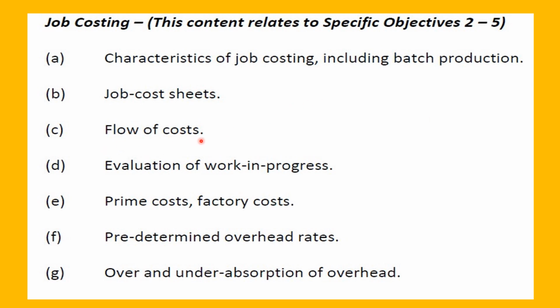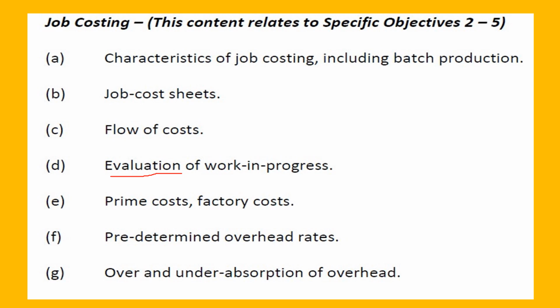Okay, flow of costs deals with the same three elements of cost flowing into the jobs, and at the end of the period you can also have work in process. We also have to be able to evaluate the work in process, that means value it in terms of how much materials, labor, and overhead has gone into it. Please calculate the value, especially the calculation of the overheads. This again came in last year's paper, and it's set again to come this year.